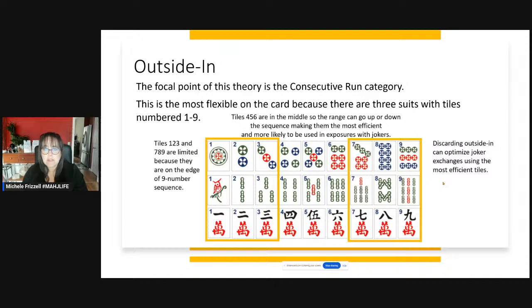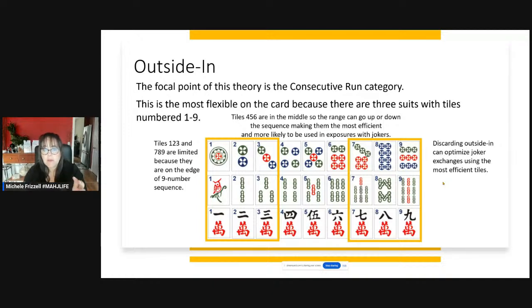So if you discard from the outside in, you're going to leave those middle tiles in your hand for when someone makes an exposure with a joker. And then you can do an exchange with that one tile. We're hopefully going to have opportunities to demonstrate this theory. And I use it when I play. I use it all the time.